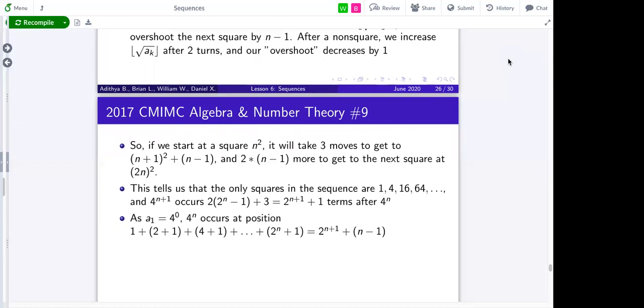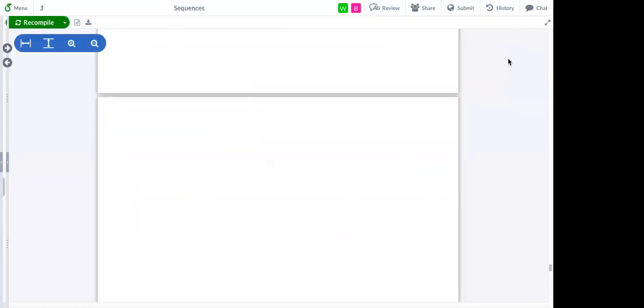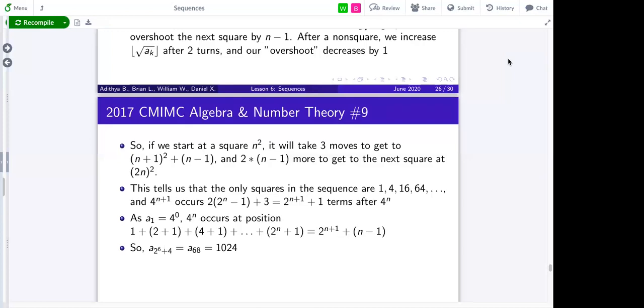So now the greatest power of 4 less than 2017 is 1024. And using this formula, we know that a of 2 to the 6 plus 4, which is a of 68, is going to be 1024. But we don't want 1024. We want a number close to 2017. And remember that 2017 is very close to 45 squared, which is 2025. So we want to try to get to 2025.